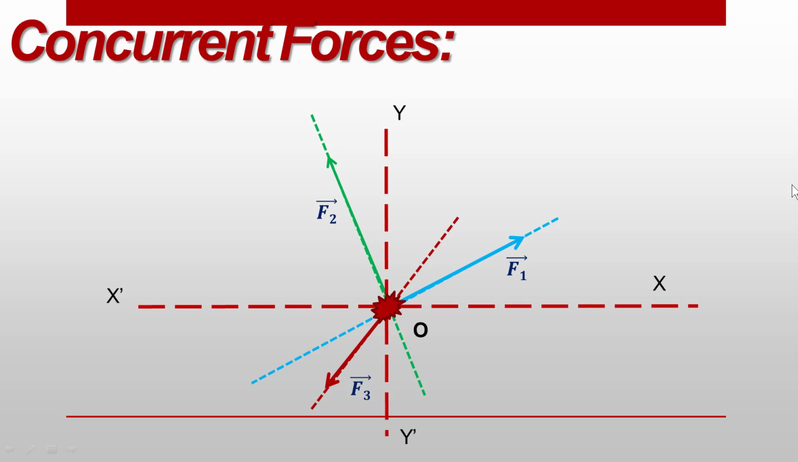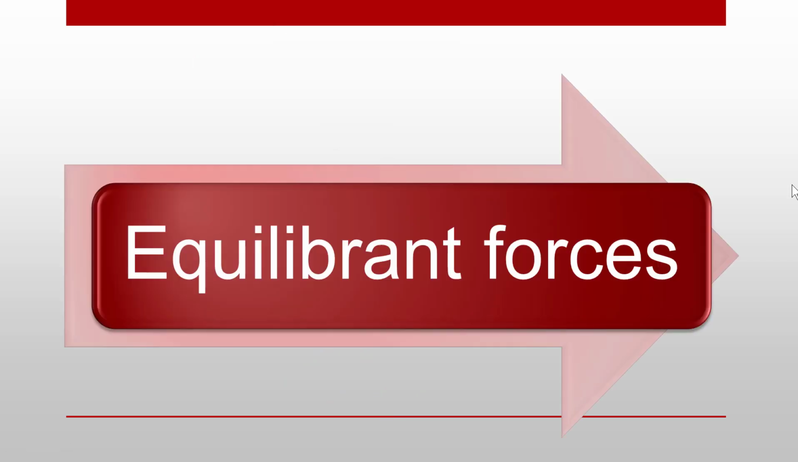Now if we remove this piece of meat, you can see that all these forces are passing through a single point. So these forces are concurrent forces because their lines of action pass through a common point. Secondly, we are going to define equilibrant forces. What are equilibrant forces? Let's define that.